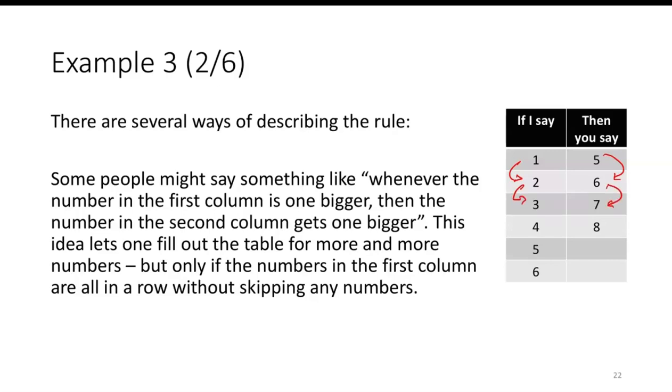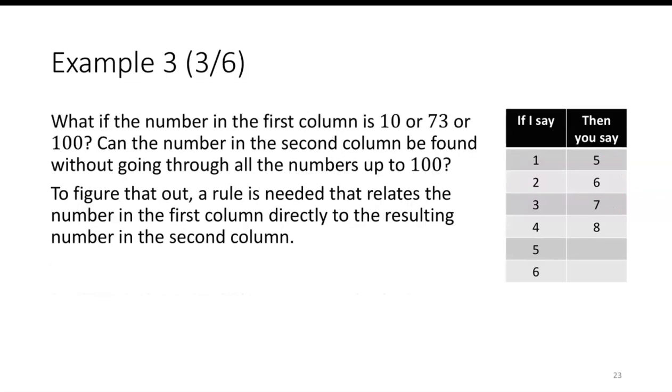So this idea lets one fill out the table for more and more numbers, but only if the numbers in the first column are in a row without skipping any numbers. What if the number in the first column is 10 or 73 or 100? Can the number in the second column be found without going through all the steps, all the numbers up to 100? To figure this out, a rule is needed to relate the numbers in the first column directly to the resulting number in the second column.